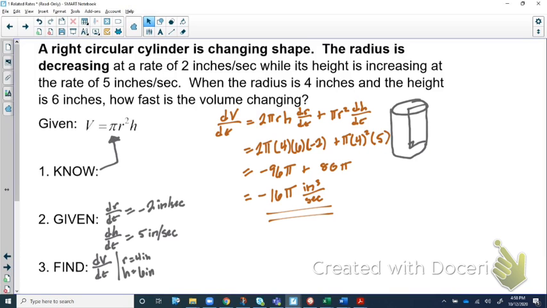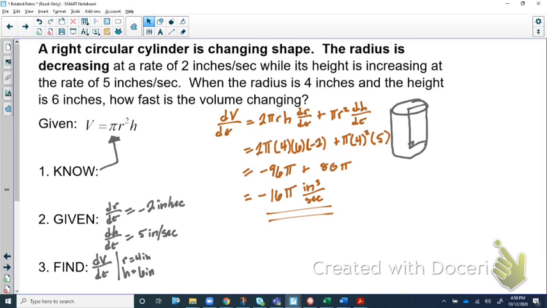All right, here it is. How does your work compare to mine? So the knowns, again, that's kind of the formula or equation that we're working with. They're giving you the rate of the radius decreasing at negative 2 inches per second, and the height is increasing at 5 inches per second.